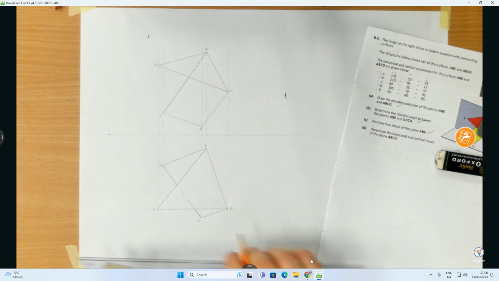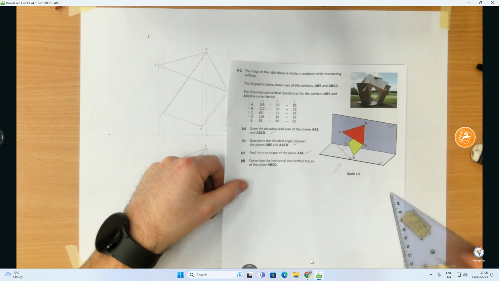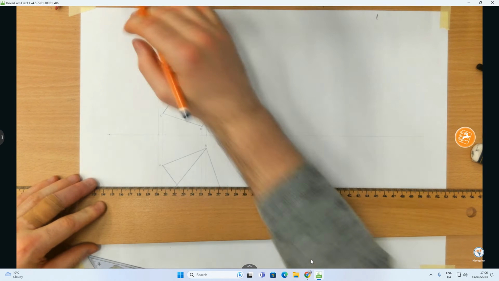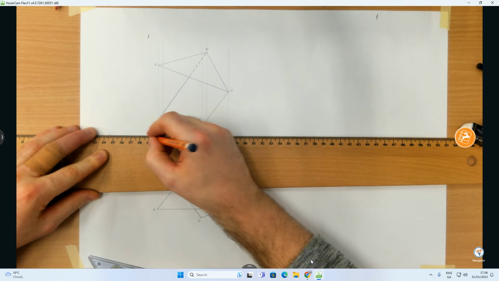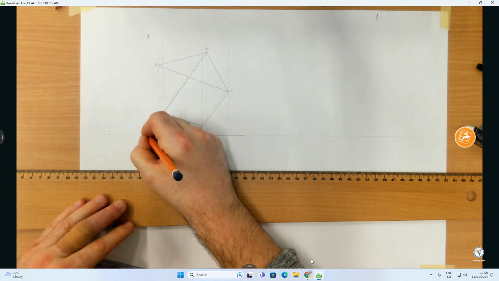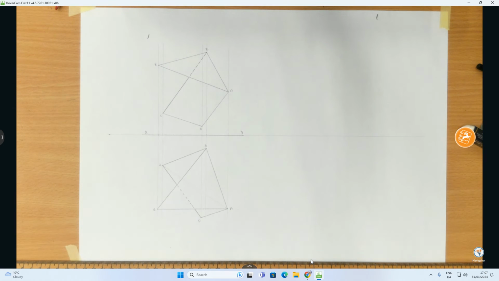Apologies for that. Now, at this point, the elevation and plan are done, so I'd often just tick it off. Okay, that's part A done of the question: draw the elevation and plan of the coordinates. And what I often like to do at this point is put in just my XY line directly underneath it.